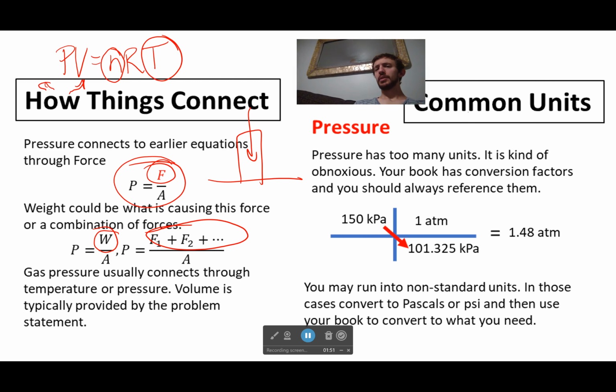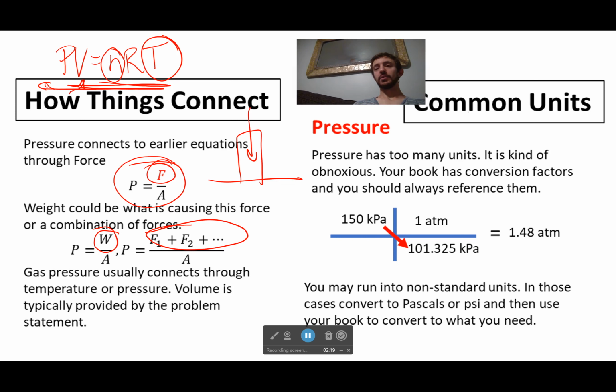Volume is typically provided, and one thing to remember is that there's a whole lot of ways that this can be made a lot simpler on you. Just use your head. Really simply use your head. Like, if something halves in size, its volume is decreased by half. If everything else is constant, its pressure should double. If it's a tenth of the size, its pressure should go up by 10 times. This will help you. Don't forget that.